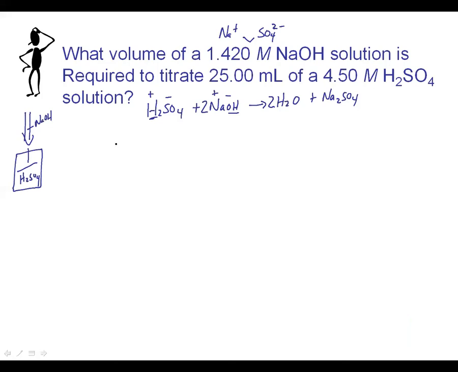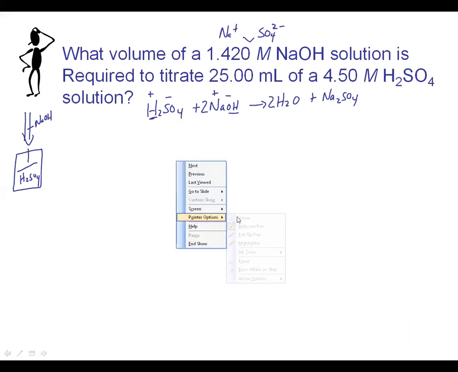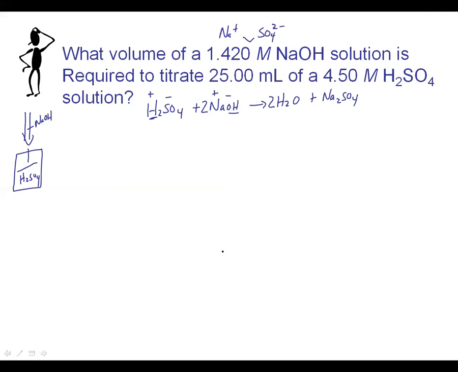Now, when we look at what is given to us in this problem, in terms of the sulfuric acid, we have 25 milliliters of the sulfuric acid, and it has a molarity of 4.5 molar. In terms of the sodium hydroxide, we have the molarity of it, and we're looking for the volume, right? Remember that molarity is moles per liter. So we obviously have the molarity for the sodium hydroxide. We do not have the moles, so we need to find it, but we are looking for the volume.